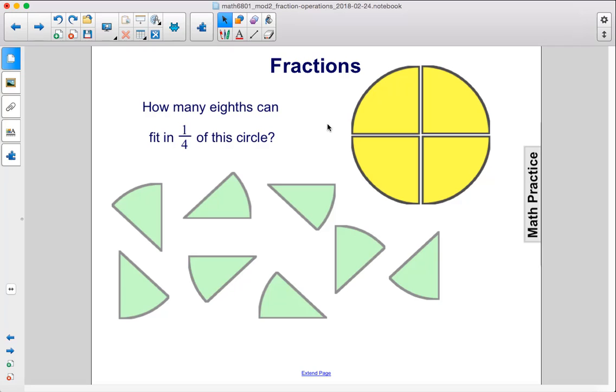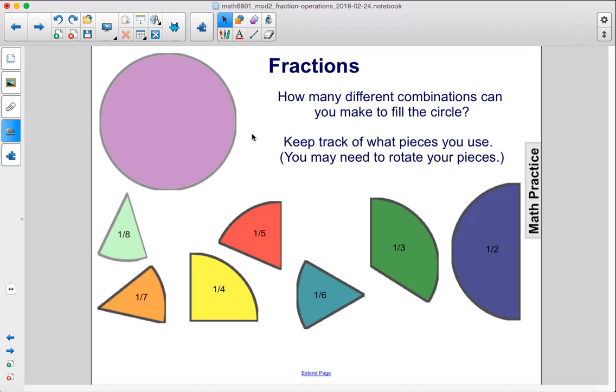How many eighths can fit in 1/4 of this circle? Well, here's one whole circle, and this piece, this one right here, that's 1/4 of the circle. And if we put in 2 eighths, 1, 2, that would fill up 1/4 of this circle. How many different combinations can you make to fill the circle?